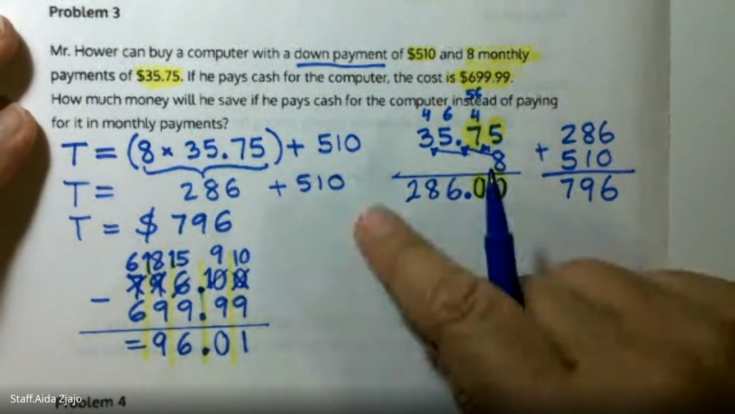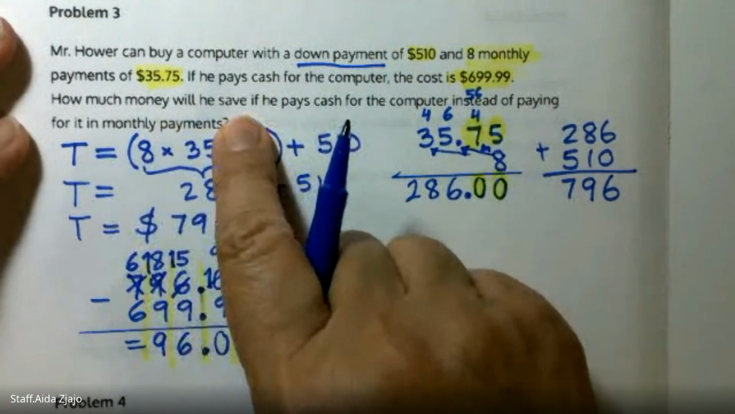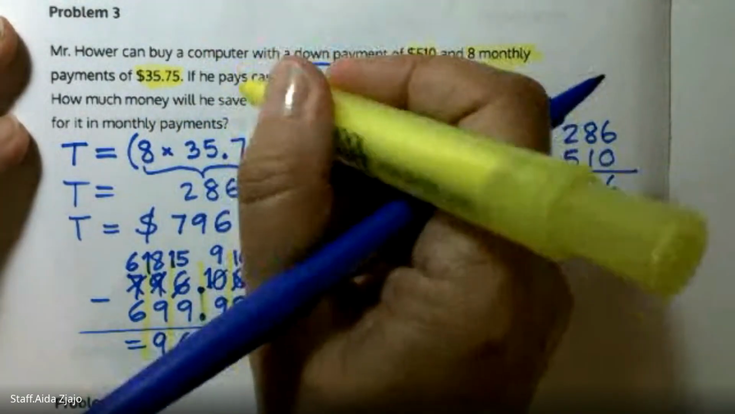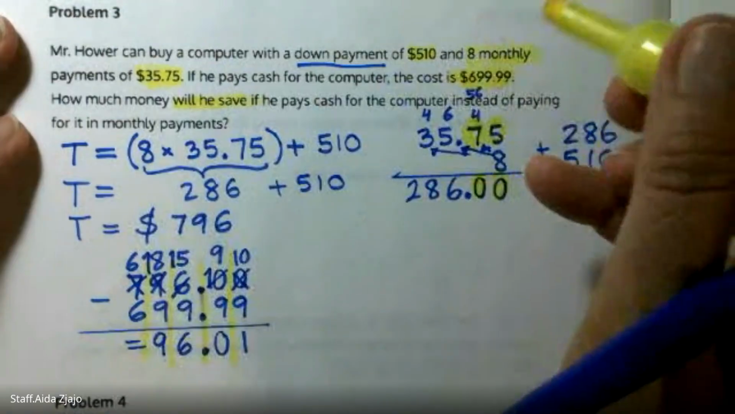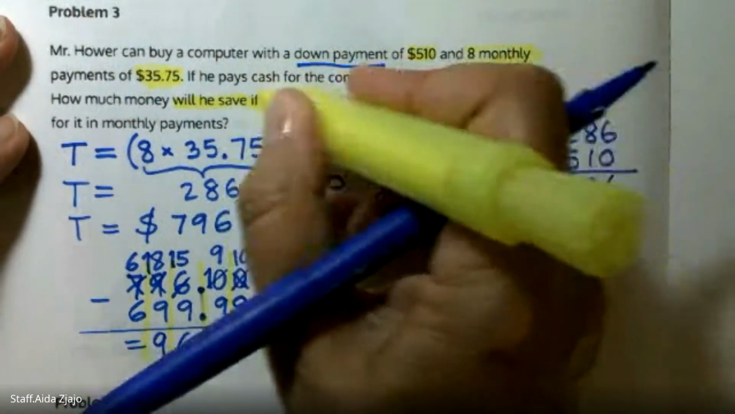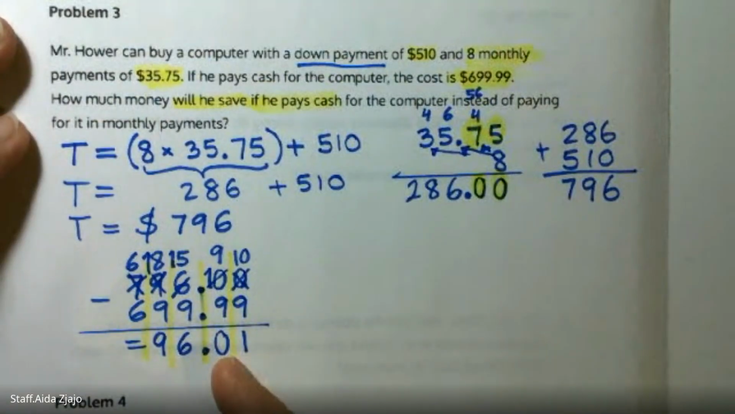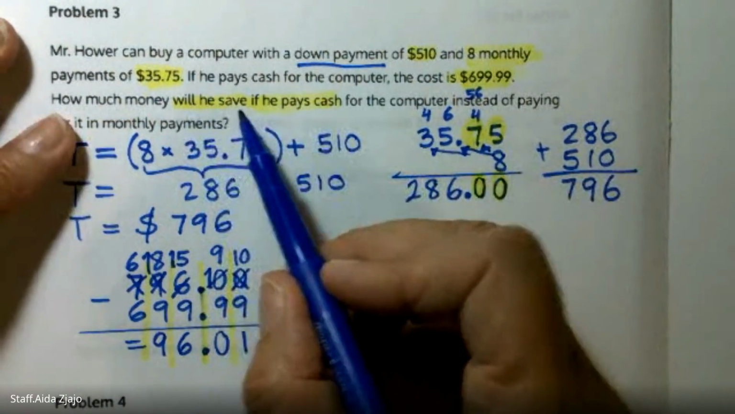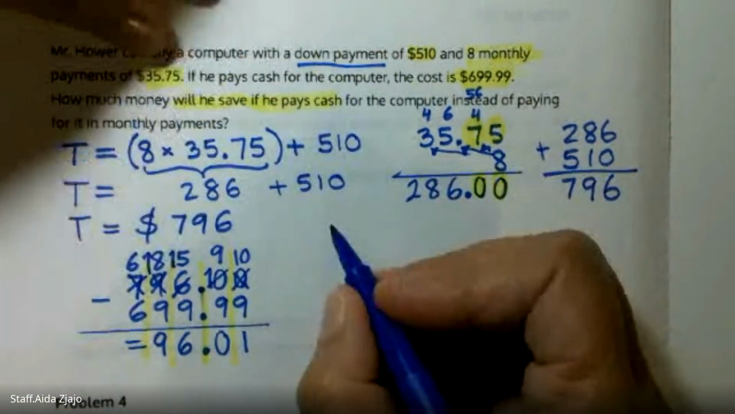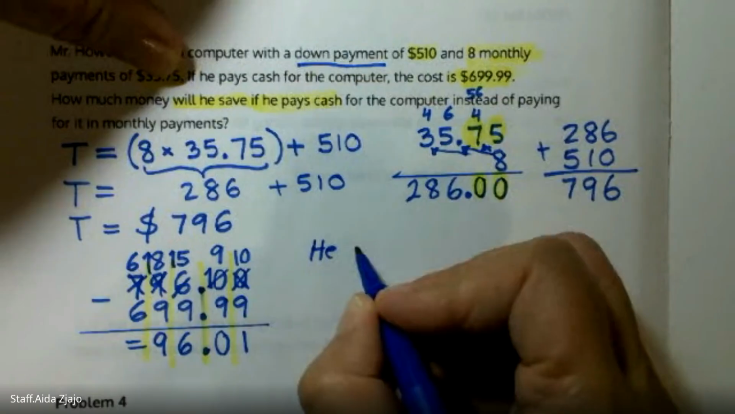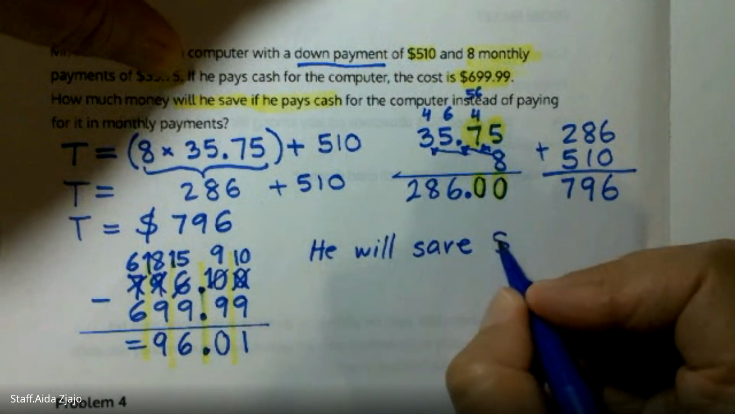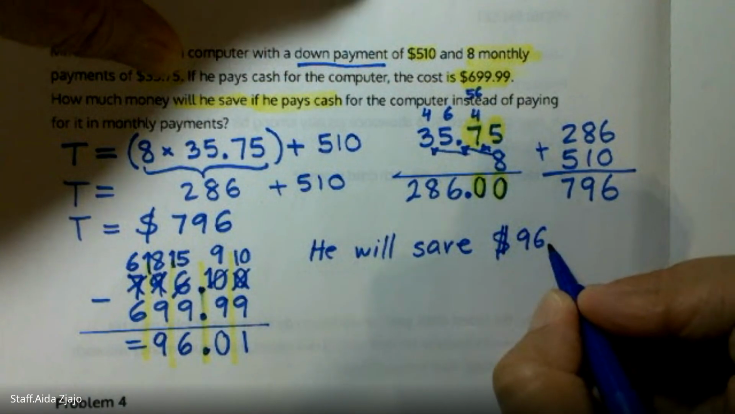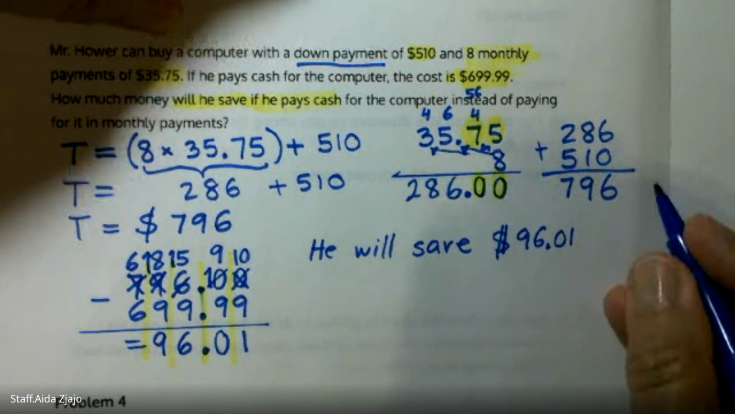That's how much. So let's see how much money he will save. If he pays cash, he will save $96.01.